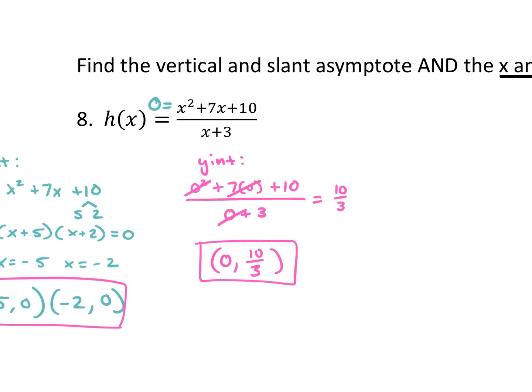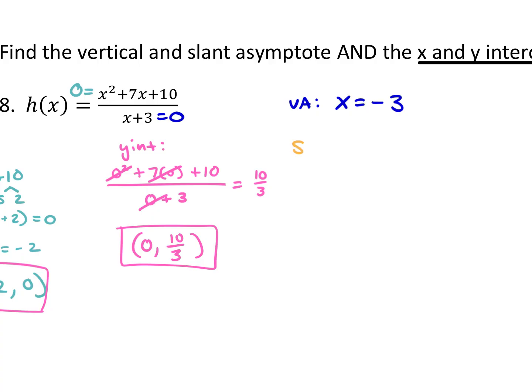Let's find our vertical asymptote next. What do we do to find the vertical asymptote? Set the denominator equal to 0. So x plus 3 equals 0. What would x equal? Negative 3. Perfect. We subtract 3 to move it to the other side. So our vertical asymptote is x equals negative 3.